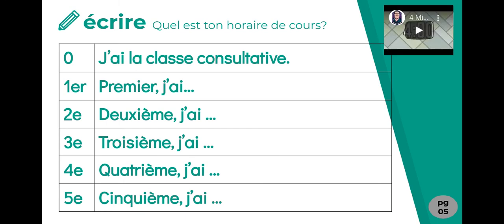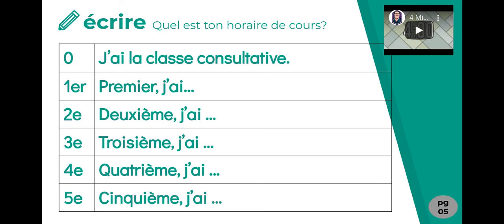OK. Page 5, s'il vous plaît. Tournez à la page 5. 1, 2, 3, 4, 5. OK, bien. So, quel est ton horaire de course? Or, quel course as-tu? So, for 0, we're just going to have j'ai la classe consultative because we do have Mustang time some days, and some days we don't. So, it's not technically one of your, like, full longer classes. So we just put that as like a 0 hour, okay?